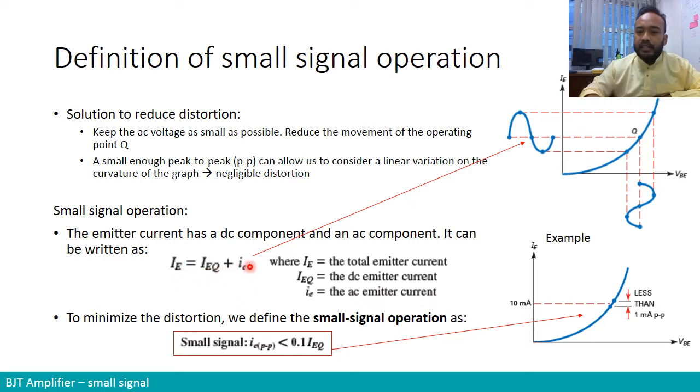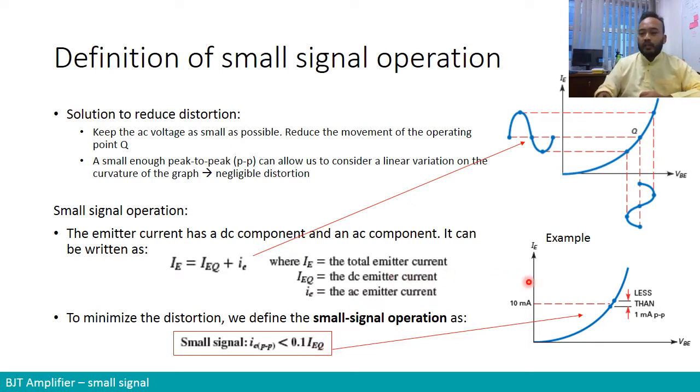So there are these two components, right? In order to minimize it, we know that for IEQ, there's no problem with the DC component because the DC component determines the Q point and it will not move because it is DC. The one that we want to reduce is basically the AC part, which is induced by this ie over here. So to minimize the distortion, we define a small signal operation as, basically, we need to have a peak-to-peak current of the AC input that is 10 times smaller than the DC current.